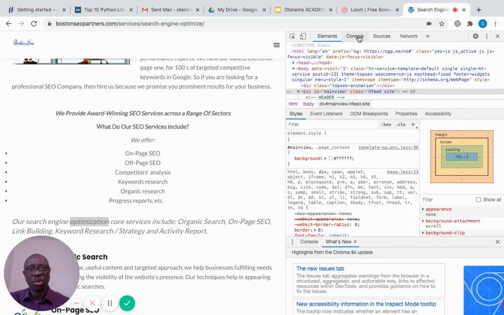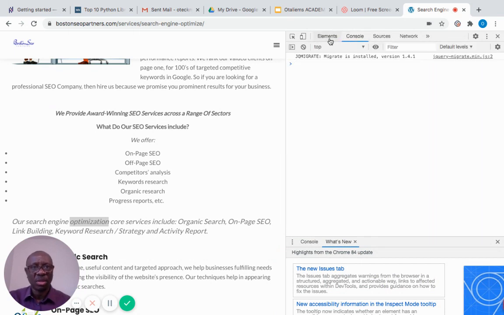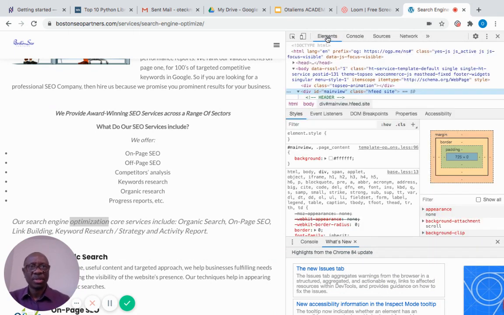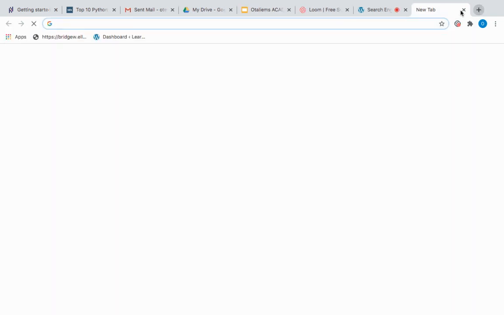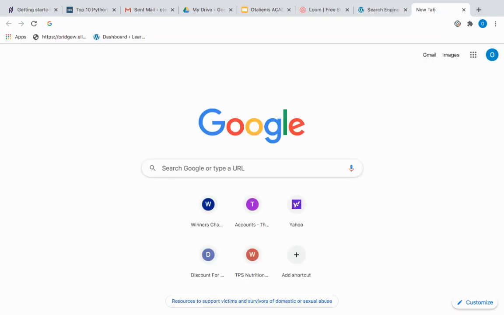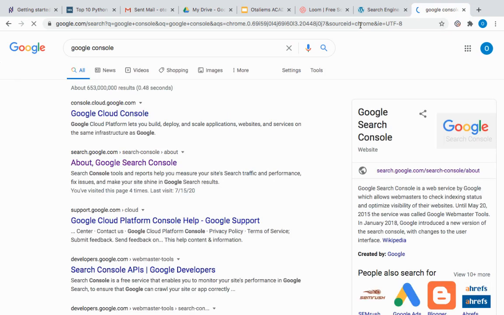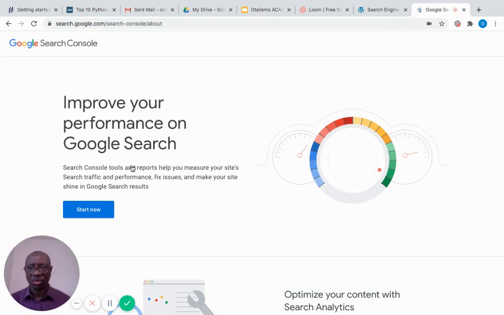Then I talked about the Google Console. I'm going to go to Google Console to see how it works. This is a new site that I'm working on, so there's not much data, but I just want to show you what can help your search engine optimization process if you really want to show up on search engine results. Google Console is very, very important because it helps you to analyze your website.